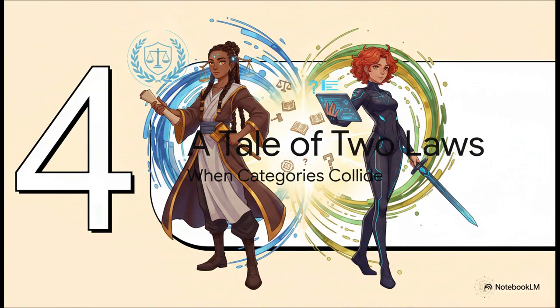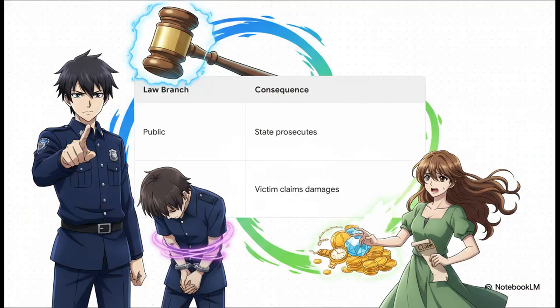Which brings us to Section 4, a tale of two laws, when categories collide. So what exactly happens when these two categories crash into each other out in the real world? Let's say person A decides to steal person B's property. Believe it or not, this one single act triggers both branches of the law at the exact same time. Vertically, over in public law, the state steps in and prosecutes person A because theft harms the broader community. But horizontally, in private law, person B can institute a civil action to claim compensation for their loss. One single action, two entirely different legal mechanisms at play.